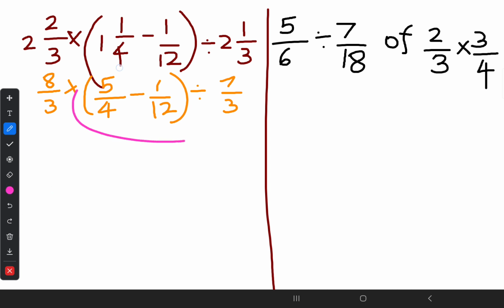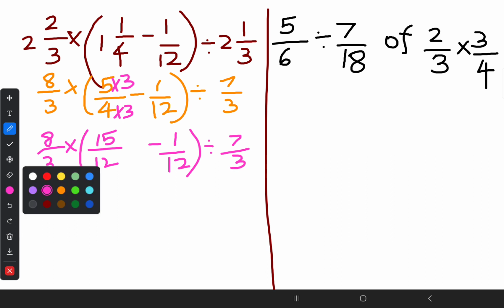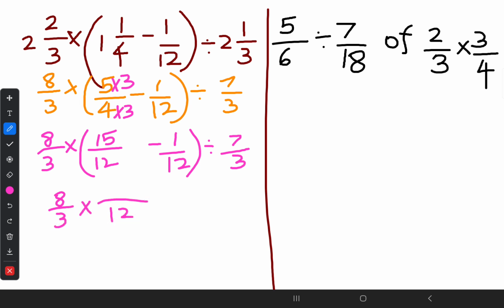We have to do the operation of subtraction. So we cannot do the subtraction directly, so we have to multiply this fraction by 3. 8 over 3 multiplied by, here it will become 12 over 15 minus 1 over 12 divided by 7 upon 3. So after this 8 over 3 multiplied with, the common denominator was 12, and when we subtract 15 minus 1, it would be 14 divided by 7 over 3.